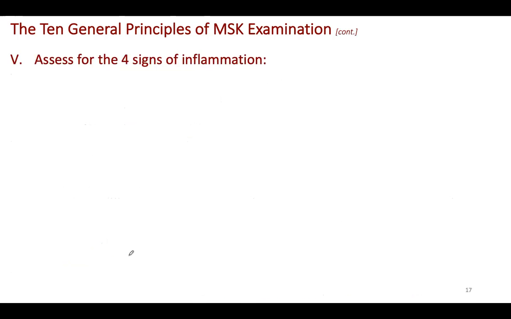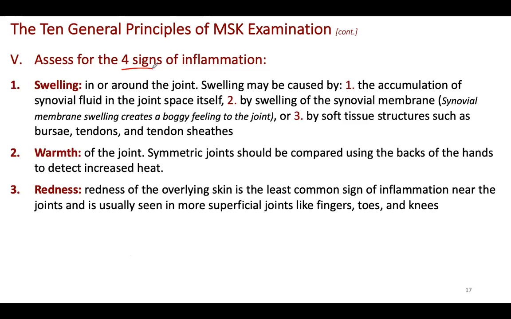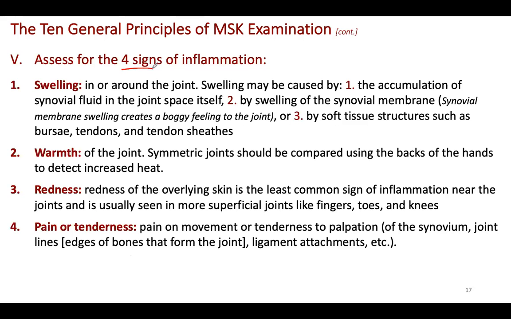The fifth general principle is look and assess for the 4 signs of inflammation. And these signs of inflammation: swelling, warmth, redness, and tenderness. So always you want to determine if this joint complaint is related to inflammatory arthritis or non-inflammatory or minimally inflammatory arthritis. Example of an inflammatory arthritis, rheumatoid arthritis or gouty arthritis. Example of non-inflammatory or minimally inflammatory arthritis, osteoarthritis.